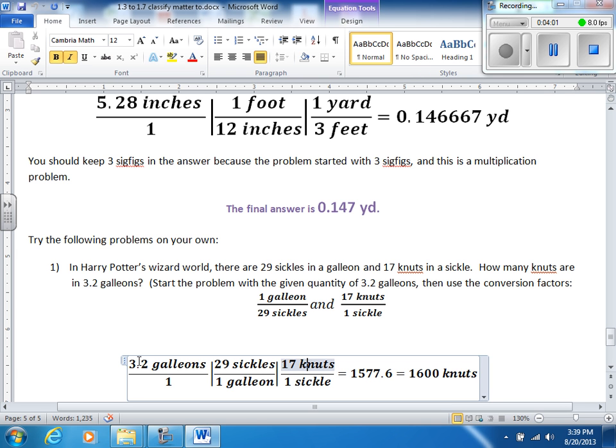And then I multiply 3.2 times 29 times 17 divided by 1. We get a big number, and we have to keep only, let's see, 2 sig figs. So I round this. Now notice I have these trailing zeros. I haven't really talked about this, but if no decimal is showing, we're not going to count the zeros on the right side.